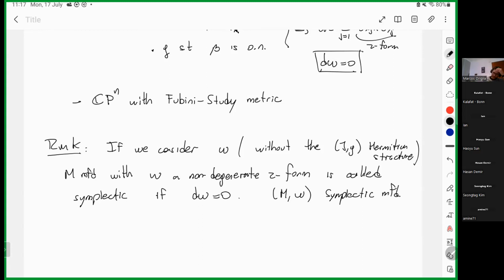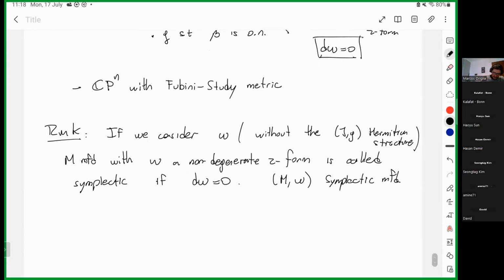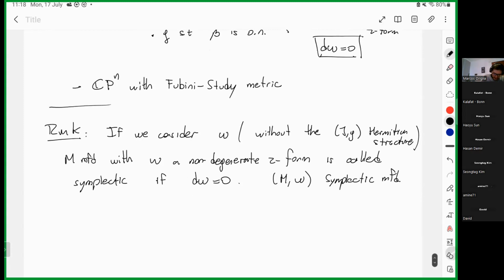So what I'm trying to say here is that if you forget about the Hermitian structure, the existence of this closed two form gives you a symplectic structure on your manifold. So that's why Kähler geometry involves symplectic geometry, complex geometry, and of course Riemannian geometry, because you have a metric, a complex structure, and this symplectic form omega. Okay, this was just a side remark.